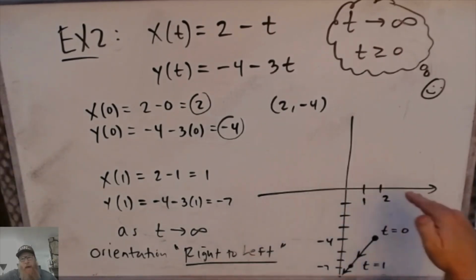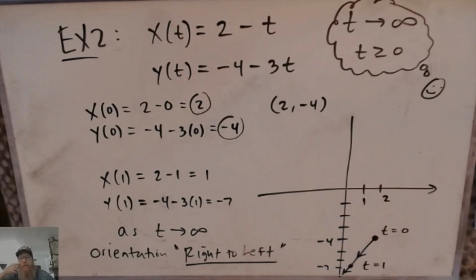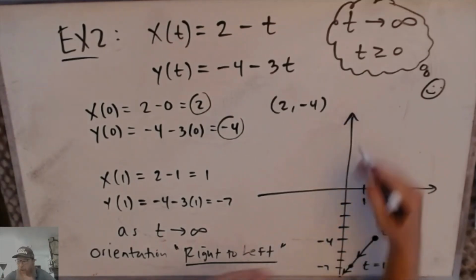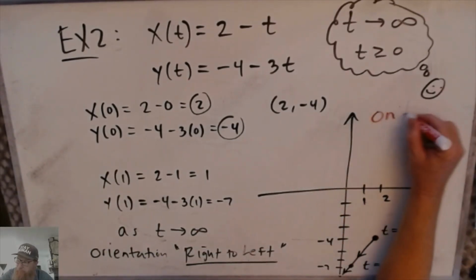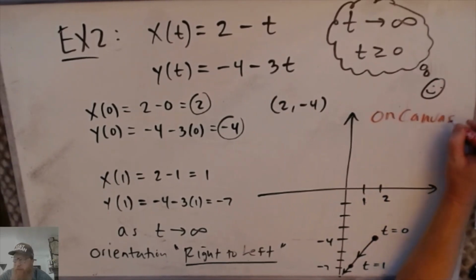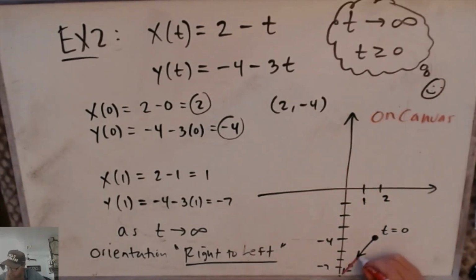I'm kind of regretting having drawn my axes the way I did, because now I have all this empty graph space here. This is the way it will look on the computer. When you draw this graph on canvas, you're just going to draw a straight line, and it will just look like that with 2 dots.